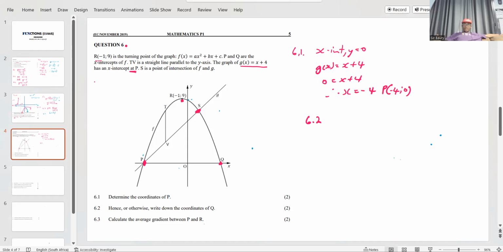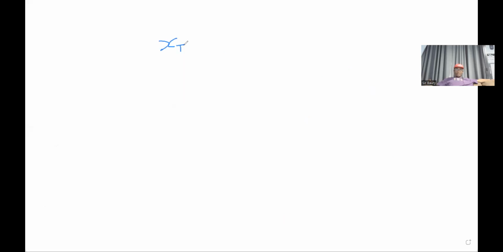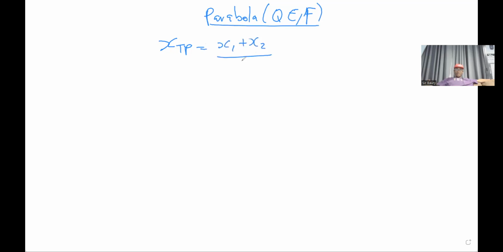There's something that I want to explain. The turning point of a parabola is at the midpoint of the x-intercepts. Don't forget that. I'm saying that x at the turning point, this is for a parabola, or the quadratic function, is equal to x1 plus x2 all over 2. These things here are the intercepts.